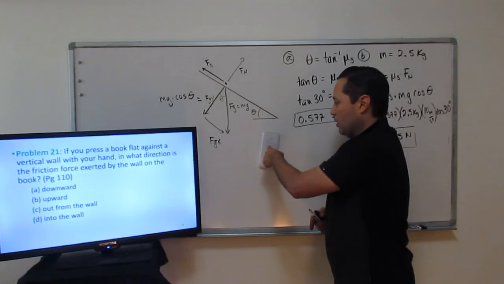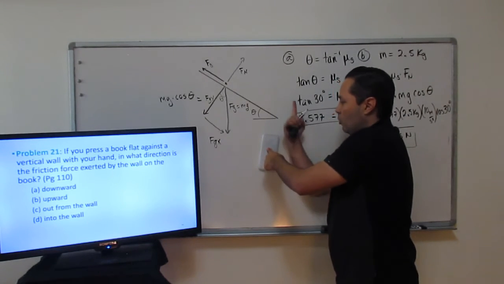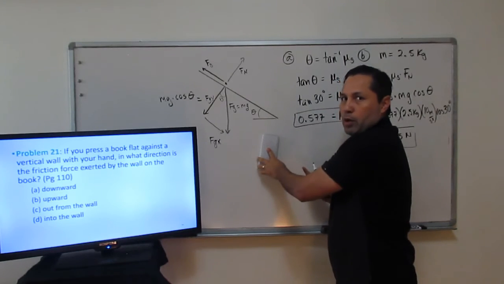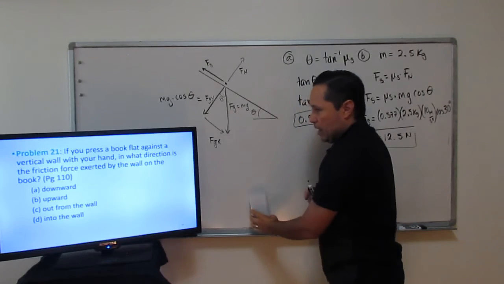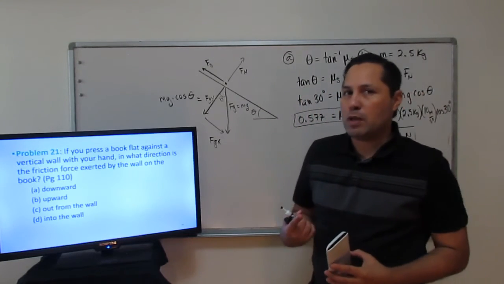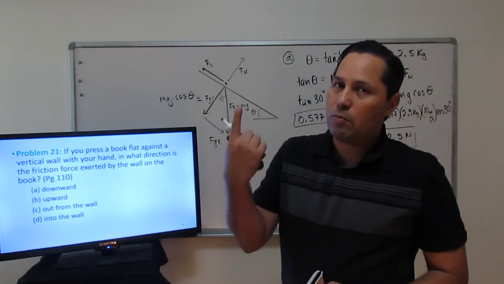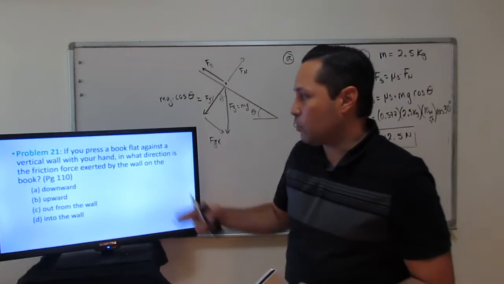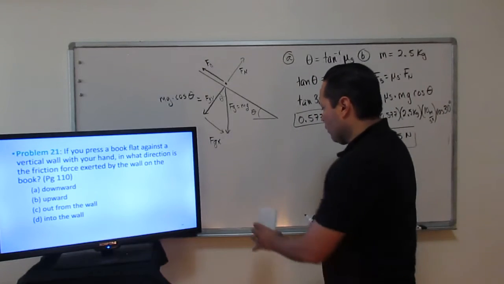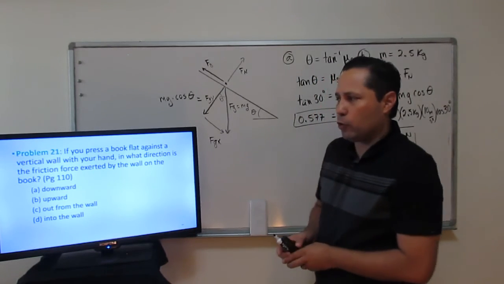In this scenario, it's slowing me down, so it is upwards. Remember, friction slows you down. This calculator is not accelerating down, so something needs to be working against gravity. It's going to be the force of friction pointing up. So the answer would be A for this problem. If you're wondering, what about the normal force?